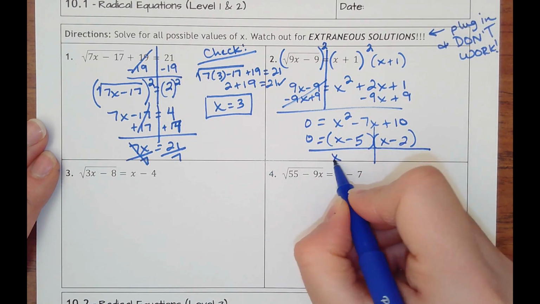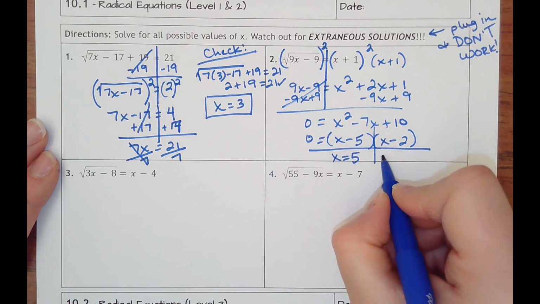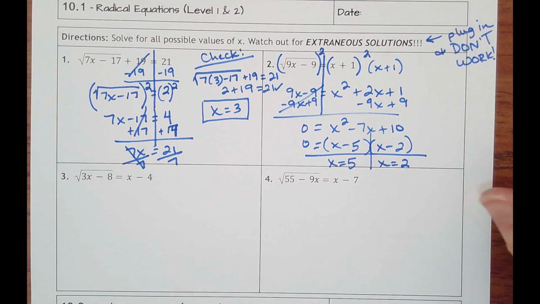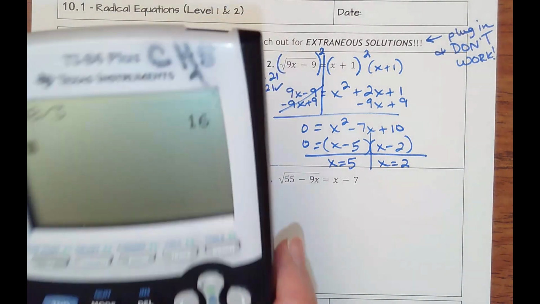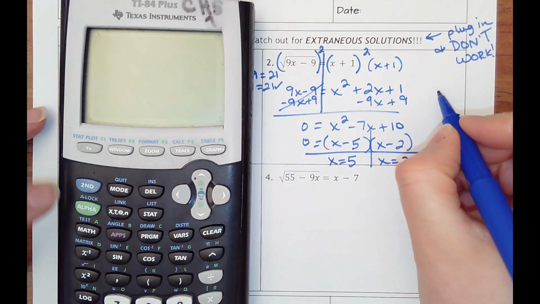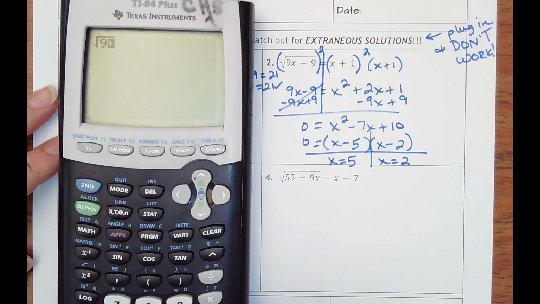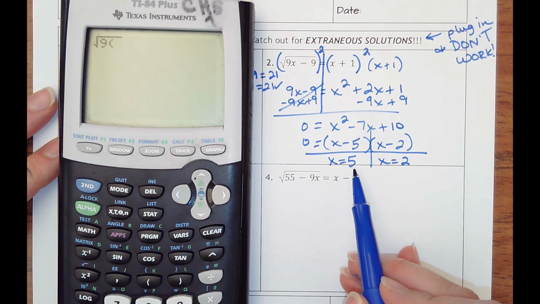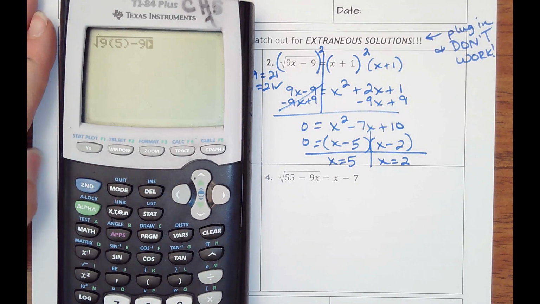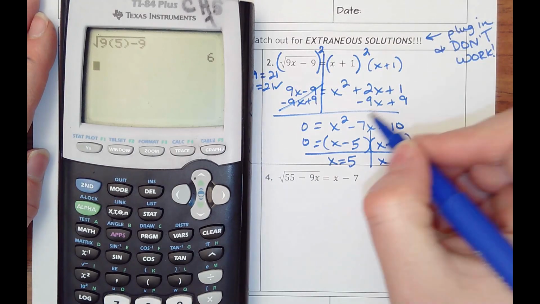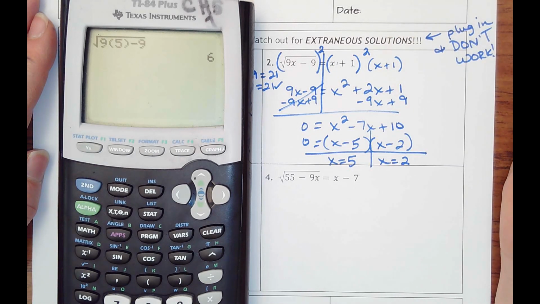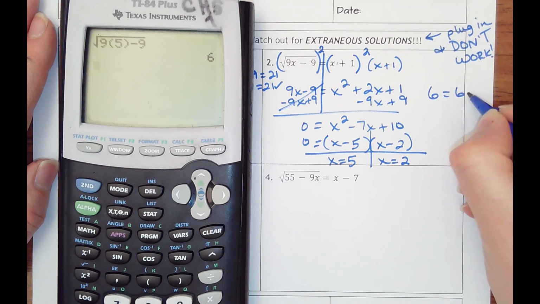If x is 5, that would make that factor be 0, and if x were positive 2, it would make that factor be 0. You're going to have to check both of them. The way I would do that, if you just want to do it on a calculator, is do your square root button, 9, then parentheses or times, I just like parentheses better, 5 minus 9. All that should be under the square root, and see what that is. That's 6. If I were to plug 5 in right here, 5 plus 1 also equals 6. So I get a statement that 6 is equal to 6, and that works.